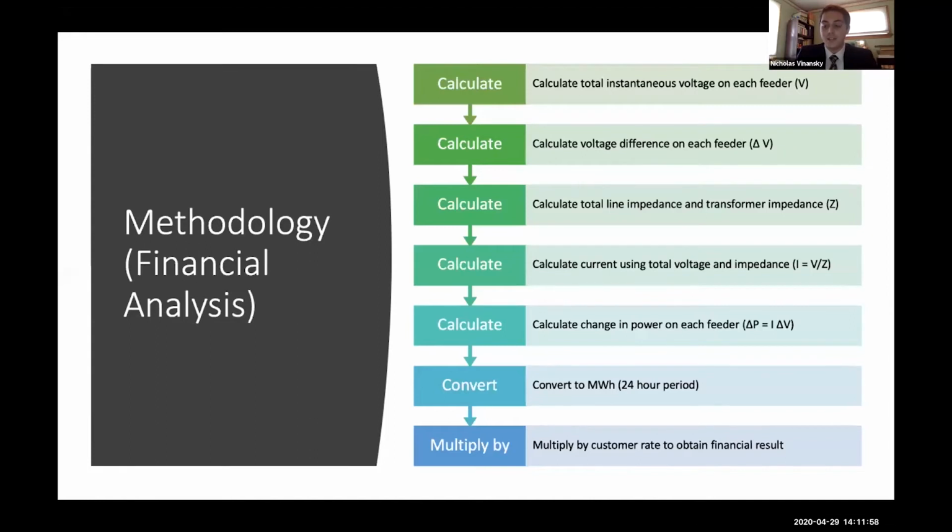I then took the difference in the current for both of the days to calculate the change in power between the 2 specific days. And this was done by multiplying the change in current by the change in voltage. From here, I converted to megawatt hours over a 24-hour period, and then I multiplied by a customer rate of $7.49 per kilowatt hour to obtain the financial result.